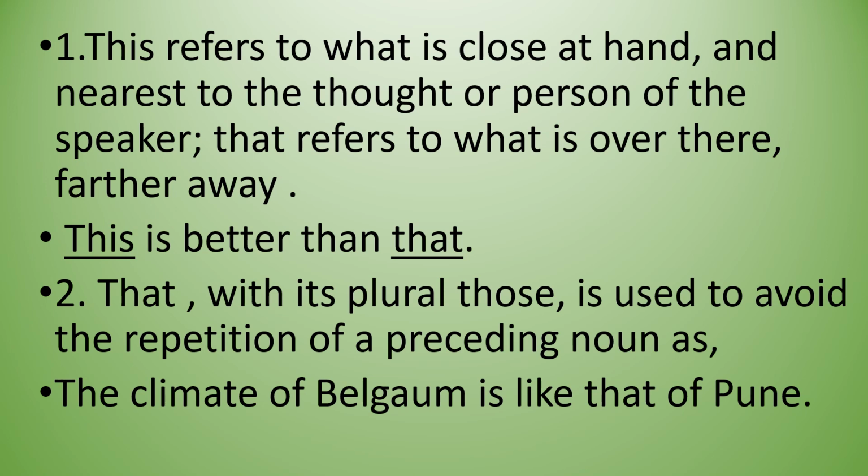Now, in this sentence, this refers to what is close to me and that refers to what is farther from me. Okay. The second point that you have to keep in mind is that that, with its plural those, is used to avoid the repetition of a preceding noun. For example, the climate of Belgium is like that of Pune. Now here that refers to the preceding noun, that is Belgium. Instead of using Belgium again, I have used that. So that is why it is said that that, with its plural those, is used to avoid the repetition of a preceding noun. Clear?